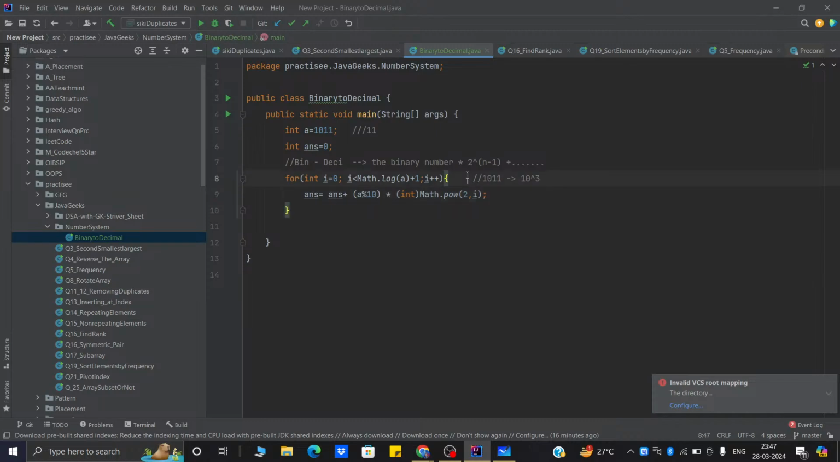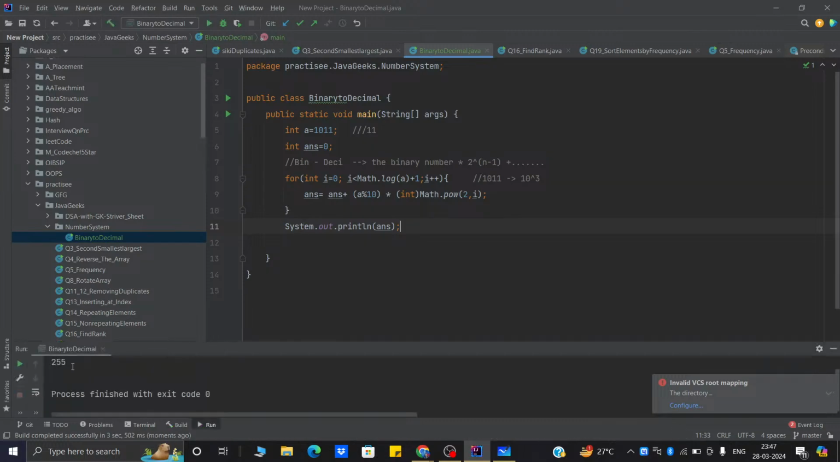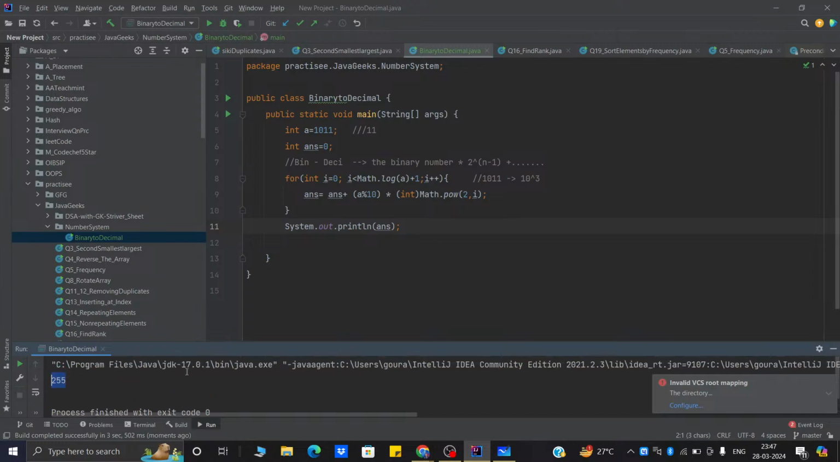Okay, I think it will give the answer 255. How? Answer equals answer plus this thing. Okay, answer.